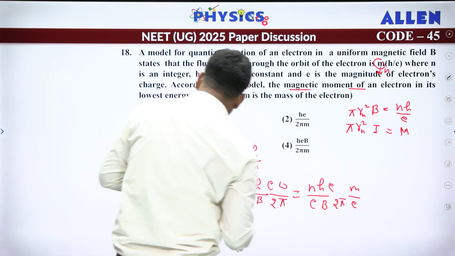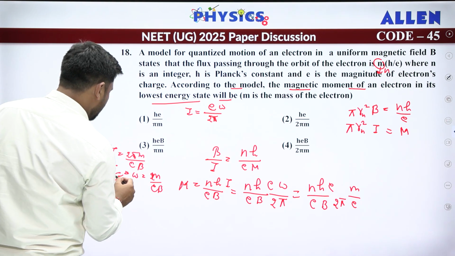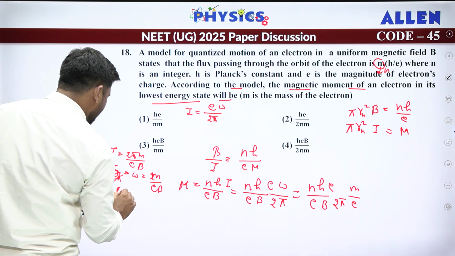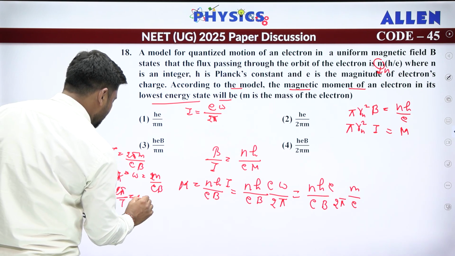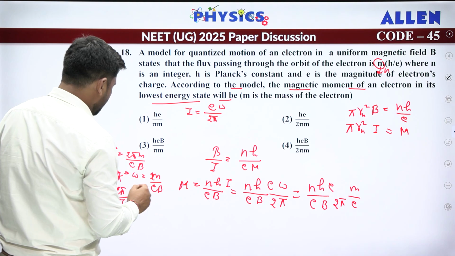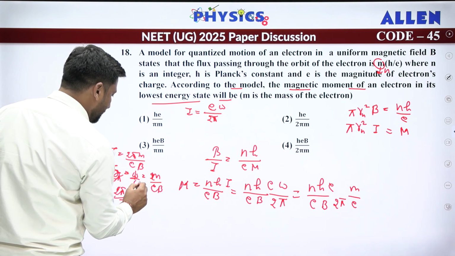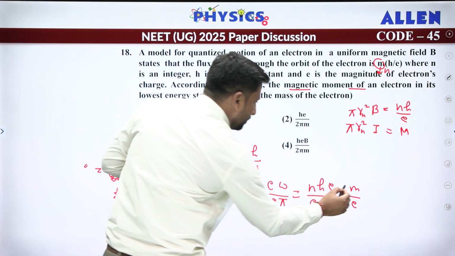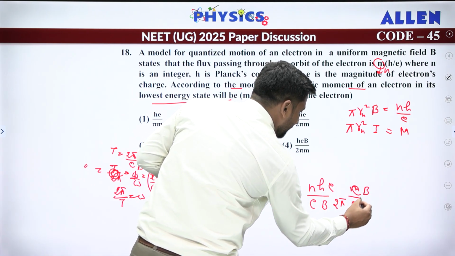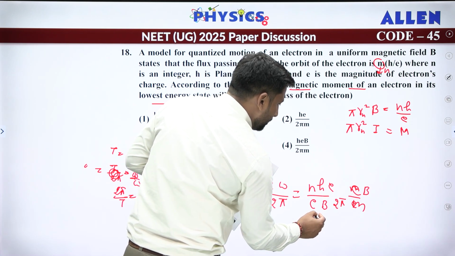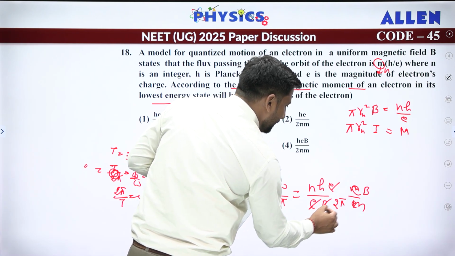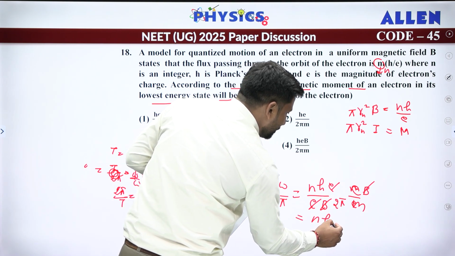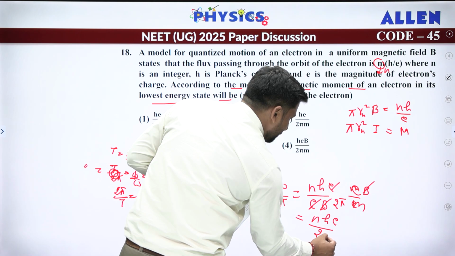Sorry, E by MB. 2 pi by omega, sorry. So this is the other way. It is 2 pi by T, sorry. 2 pi by T is this. So this is 1 by omega, this is 1 by omega. So let's go other way. So this will be E by mB. So EB divided by m over here, right? So this E will cancel with this one, B will get cancelled. What you are going to get? NH E divided by 2 pi m.